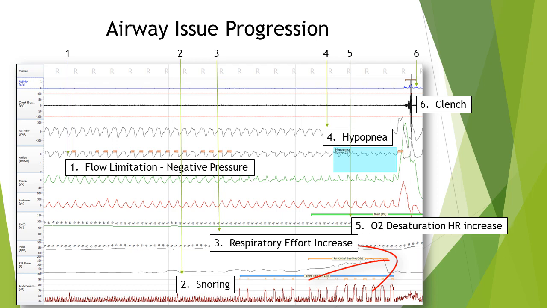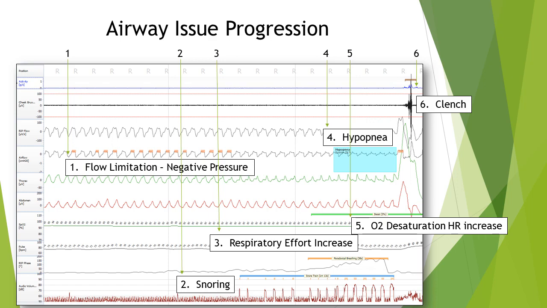Stage 4 is where we go into a hypopnea. And hypopnea is well known. It's the respiratory event, the H in AHI. And we can see that we have a hypopnea here at stage 4, along with number 5, which is an oxygen desaturation. And then number 6 here, we have the termination of the respiratory event with a clench. So this is kind of the progression or the degradation of an airway.